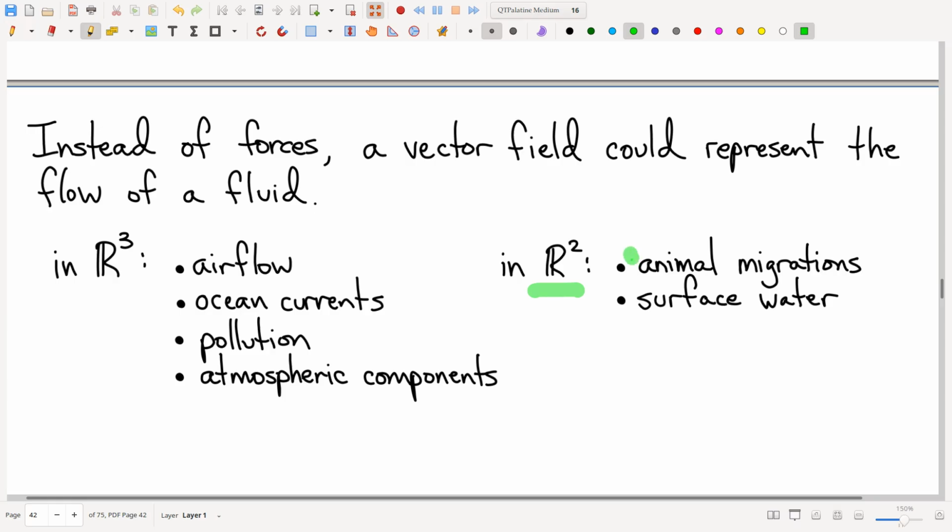My favorite one, this is just kind of fun. I'll point out that animal migrations you can think of as vector fields. In particular, you can think of animal migrations as a flow of a fluid. And I know, animals are not fluids.